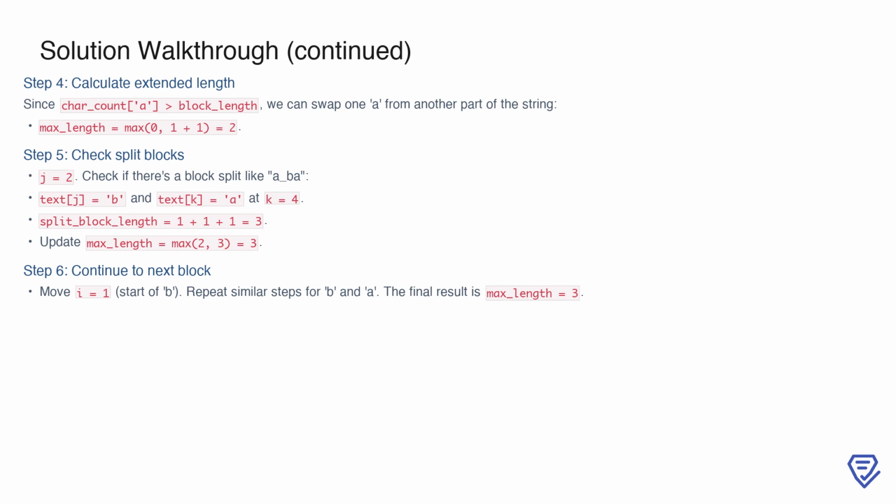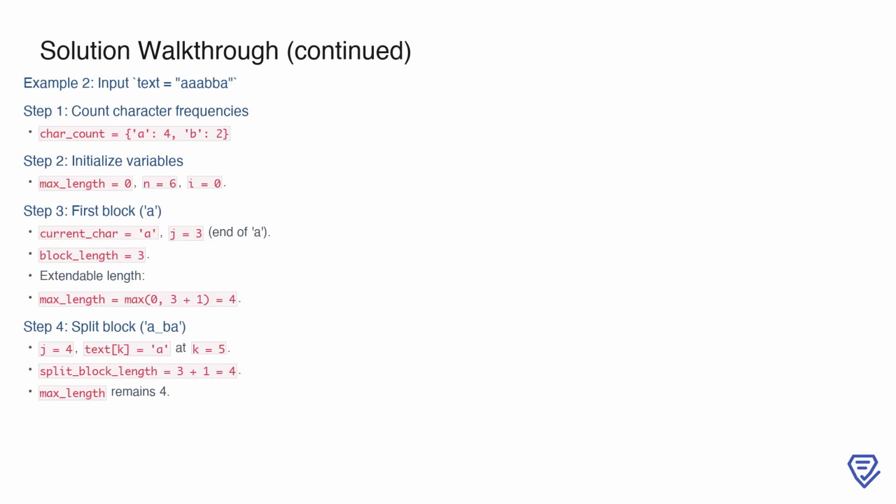Finally, we move to the next block by updating i to the start of the next character, which is 1, and repeat similar steps for the other characters. By the end of the process, the longest repeated substring we can achieve is 3. Now, let's take a look at another example where the input text is aba.